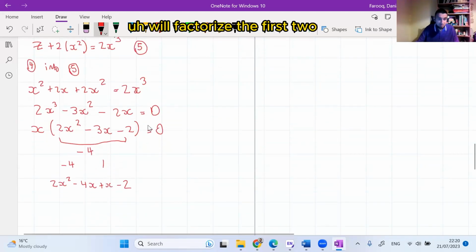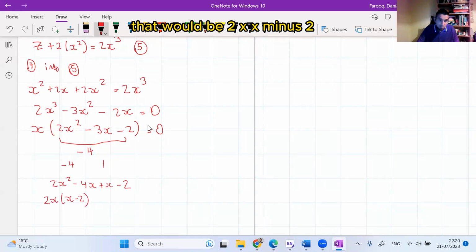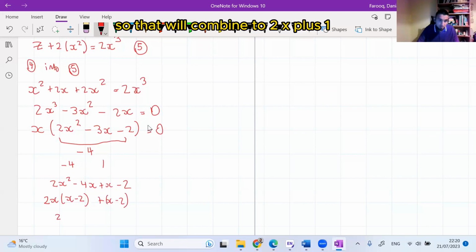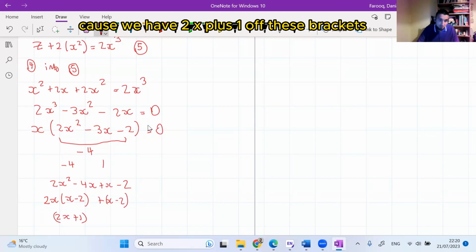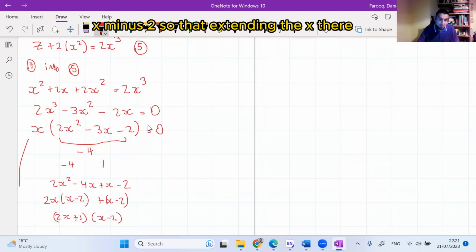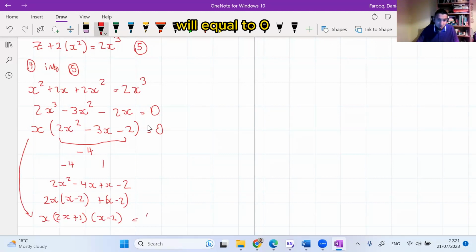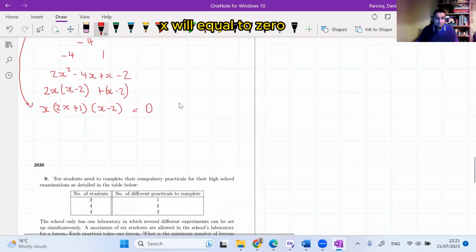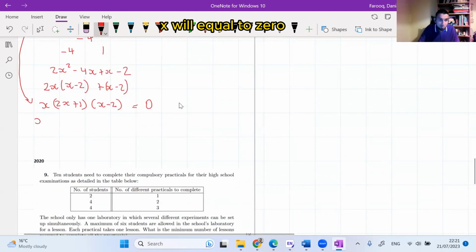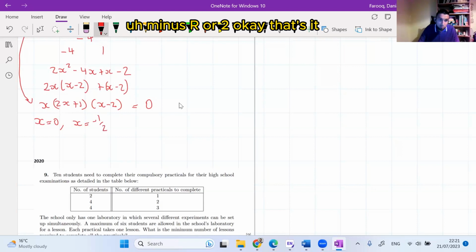Okay, so you can write that as 2x squared minus 4x plus x minus 2. We'll factorize the first 2, so that would be 2x times x minus 2, plus x minus 2. So that will combine to 2x plus 1, because we have 2x plus 1 off these brackets, times x minus 2, and that will equal to 0. So we've got the solutions now. x will equal to 0, minus half, or 2. Okay, that's it.